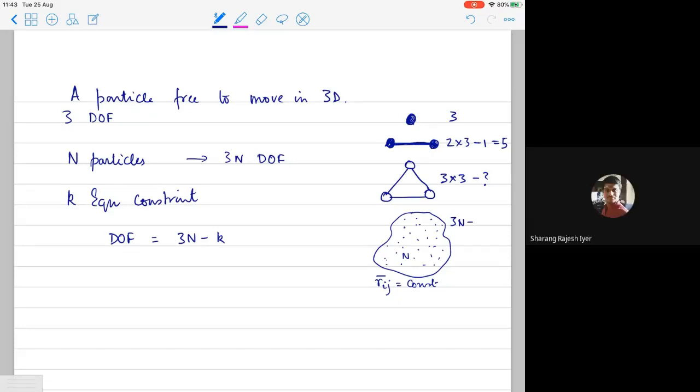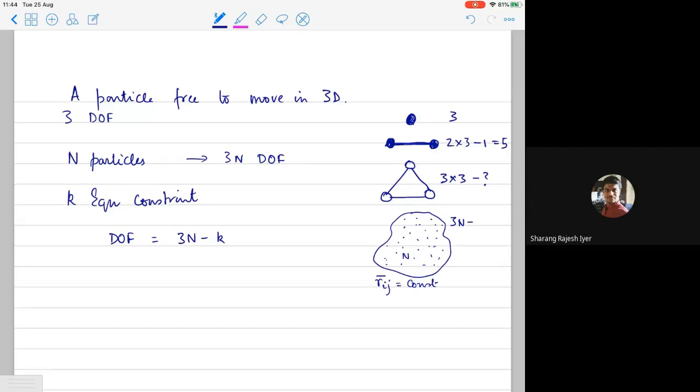Sir, when we define that the degrees of freedom is equal to 3n minus k, the factor of 3 is only coming because we are considering a 3-dimensional space, right? That's right. If we had a 2-dimensional space, then it would be 2n. Yes, so it's a 3D space.